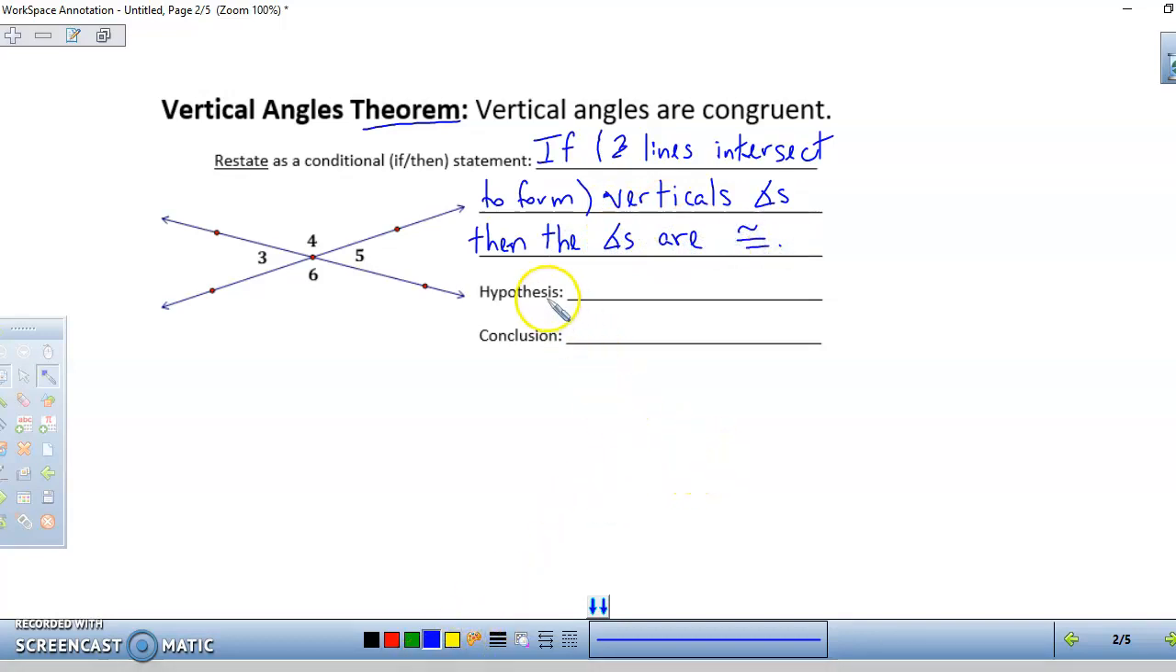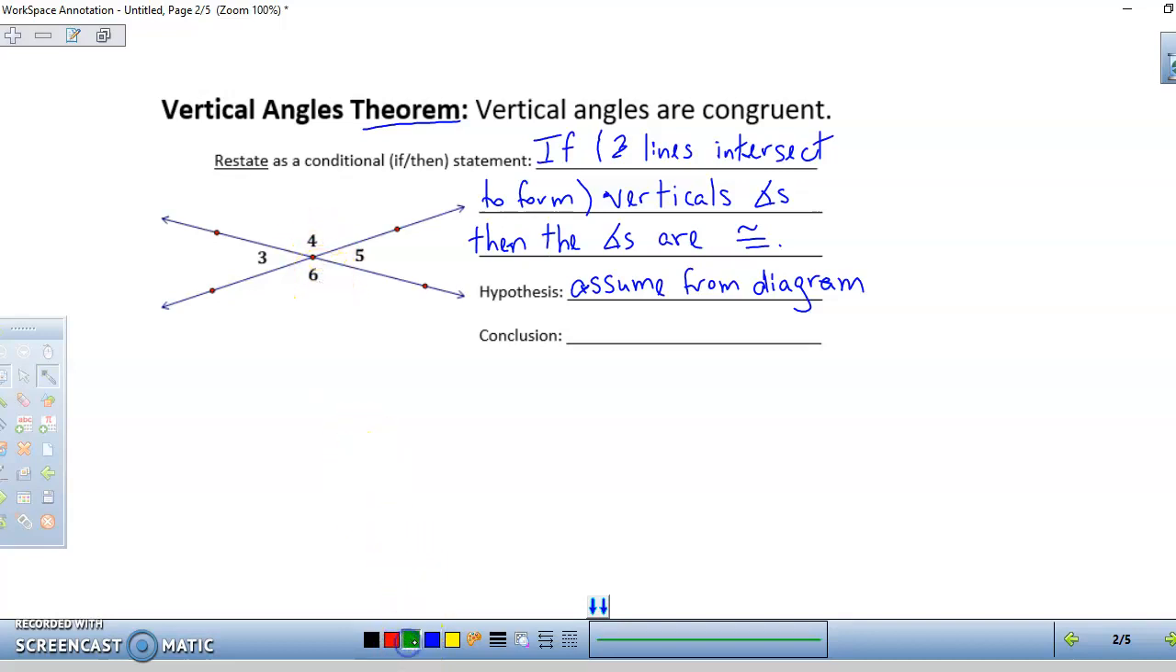Okay, so obviously our hypothesis is the if portion. So two lines intersect to form vertical angles. Now again, vertical angles are one of the other things you can assume from the diagram. So if you see two lines intersect, you may assume there are vertical angles there. So we can assume from the diagram that we have vertical angles. In fact, we have two different pair. We have angle 3 and angle 5 are vertical angles, and angle 4 and angle 6 are vertical angles.